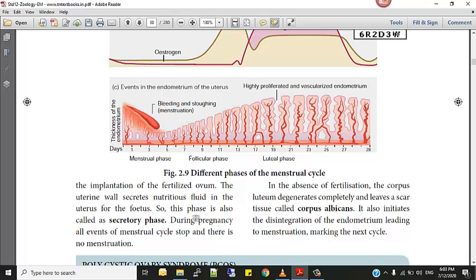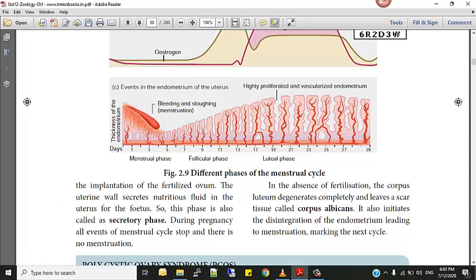If it does not take place, we will see what will happen. If implantation is complete, then what will happen? The uterine wall secretes nutritive fluid in the uterus for the fetus. So this phase is also called a secretory phase. During pregnancy, all events of the menstrual cycle stop and there is no menstruation. So it stops menstruation when fertilization occurs.